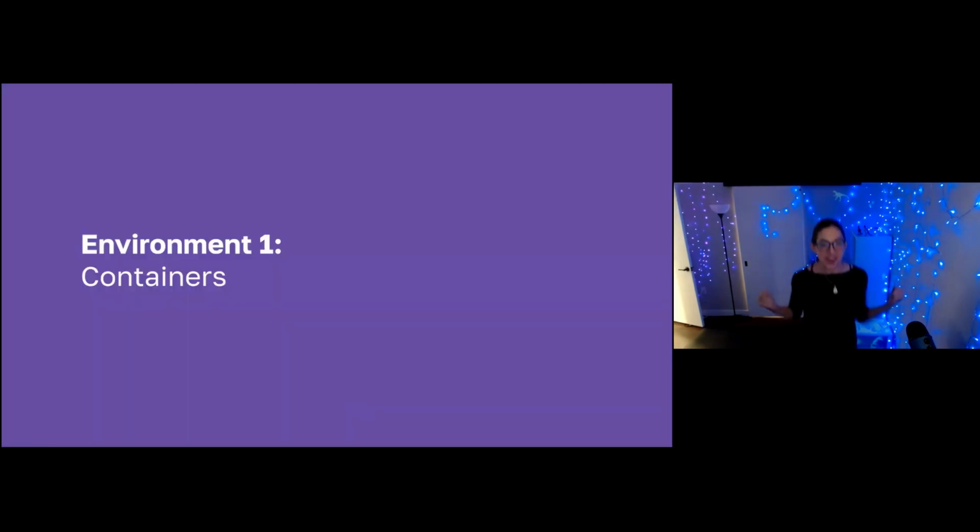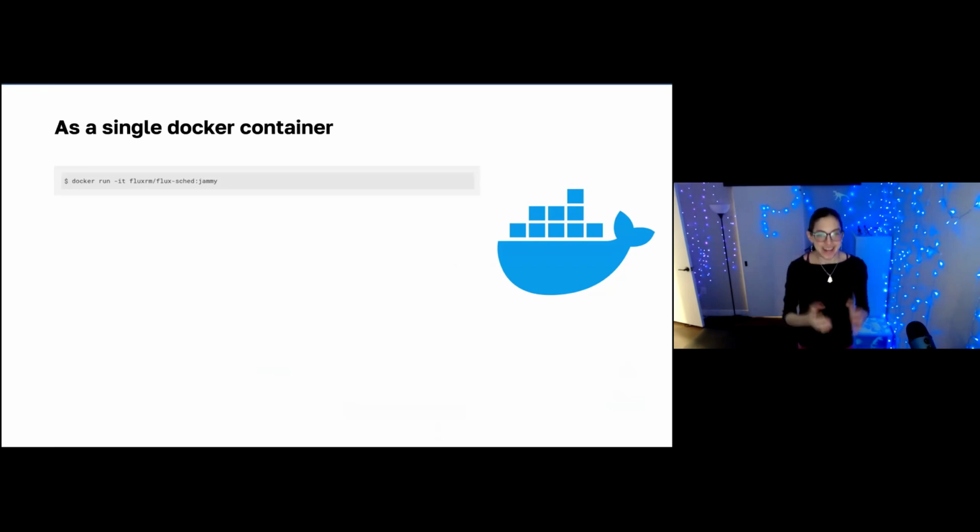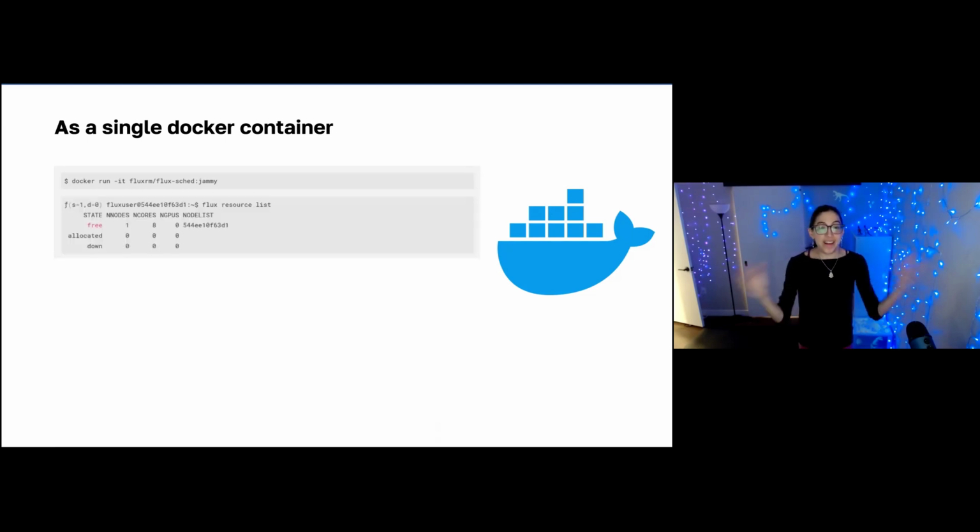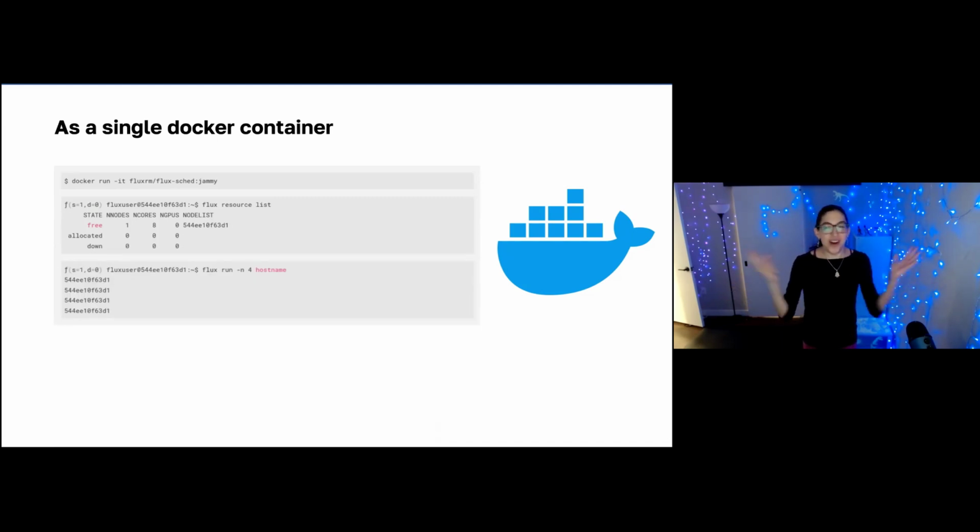Okay, let's jump into the environments. We are going to start with one of my favorite things, containers. So a really easy, great approach to getting started with Flux, if you've never looked at it before, is to run a container. And so when you docker run flux-rm, Flux Resource Manager, flux-sched jammy, you basically have Flux, just like that. So you do flux resource list, that shows you the resources, and you can do flux run whatever. Everyone always chooses hostname or sleep or echo, and so we echo the hostname and there's the Docker container. It really is that easy.